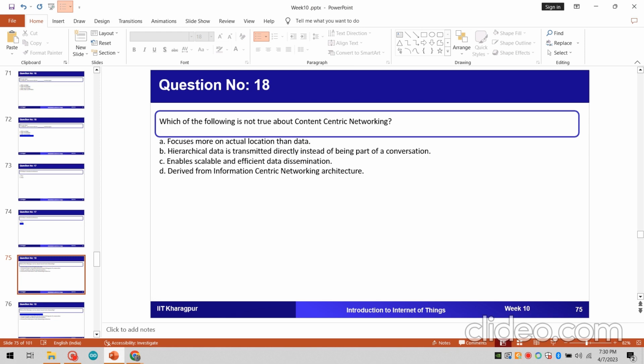Question is, which of the following is not true? First is, it focuses more on actual location than data. Hierarchical data is transmitted directly instead of being a part of conversation. Enables scalable and efficient data dissemination. And fourth is derived from information centric networking architecture.